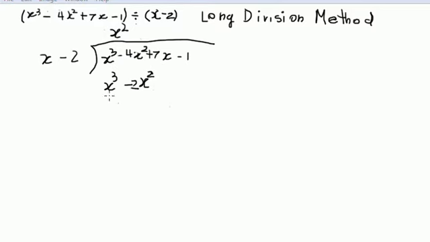And then we draw a line, and what we want to do is subtract the first two terms. So x cubed minus x cubed actually cancels. And then I have -4x squared minus -2x squared, which becomes -2x squared.